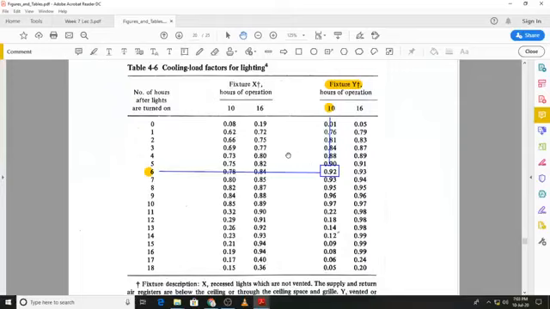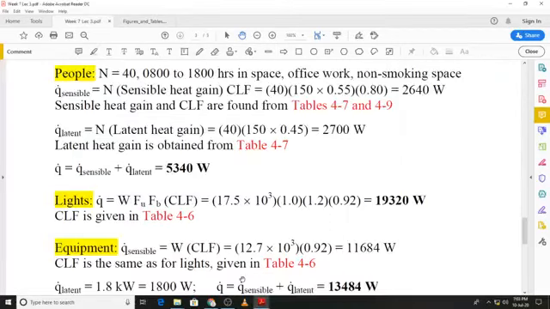So we will go back and find out the resultant cooling load, which comes out to be 19,320 watts.